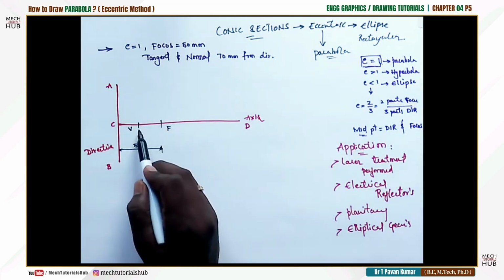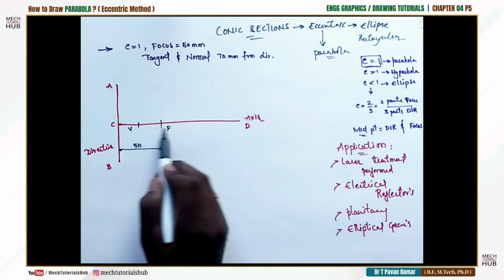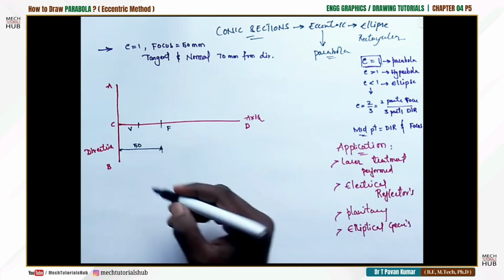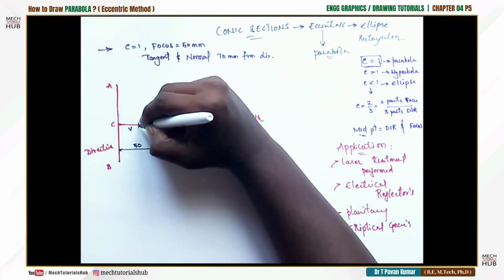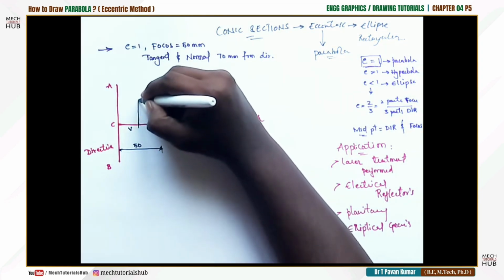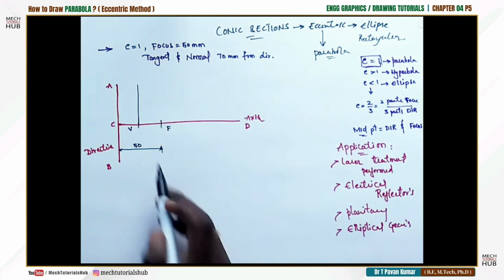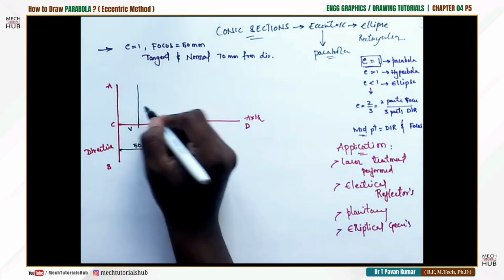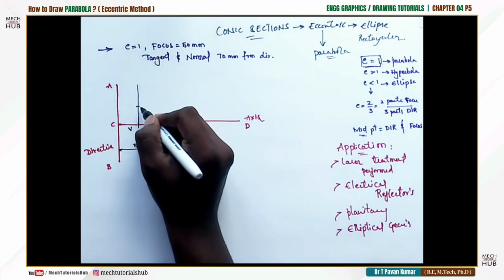Now I'll consider this distance VF. I'll consider VF as the distance. Then here I'll try to draw a small simple vertical of infinite distance. I'll measure VF distance and make a mark on this particular line.